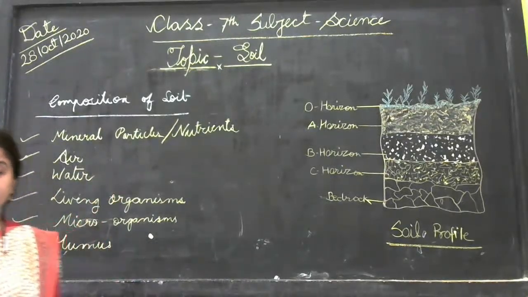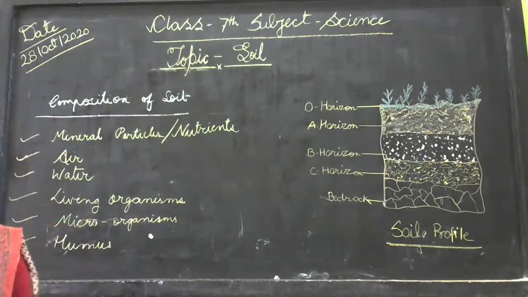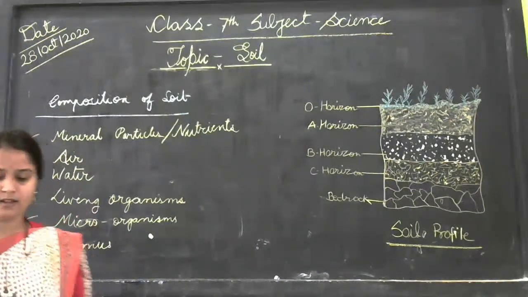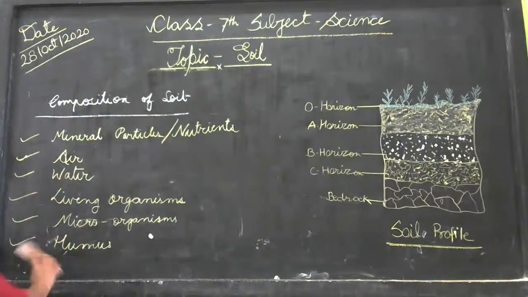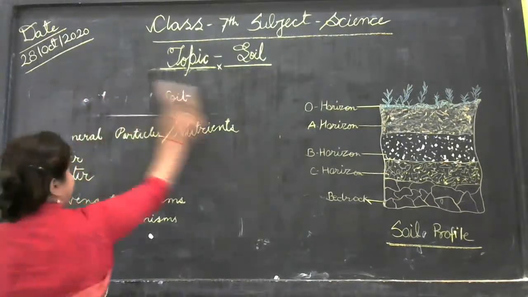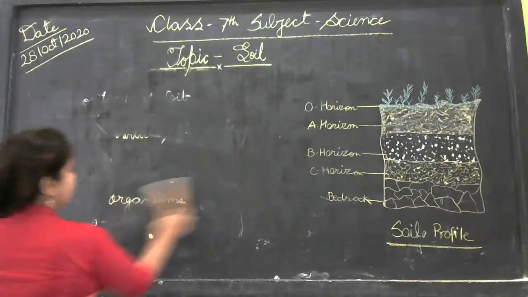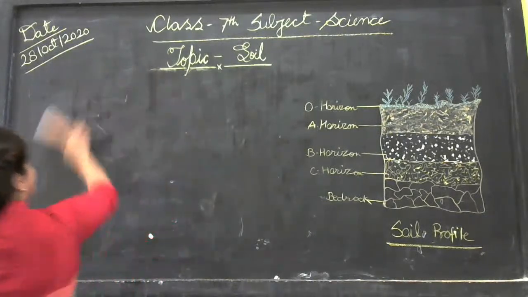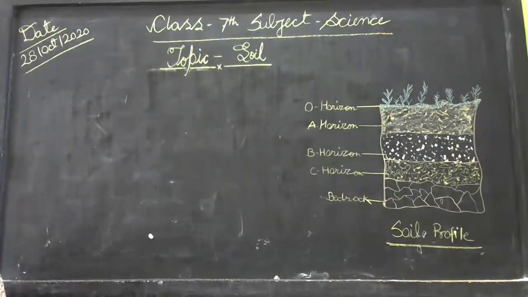Okay, then next what we have to go with is our soil profile. So let me tell you about the properties of the soil profile. Previously we have discussed how horizons are divided.